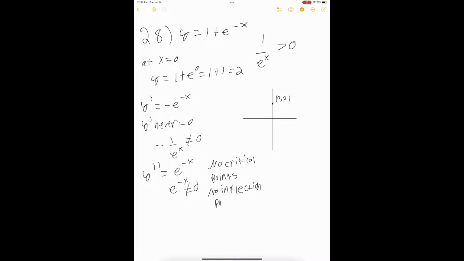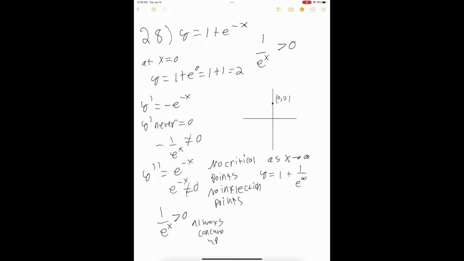This never changes signs. e to the negative x is always greater than 0. And since we know it's always greater than 0, we actually know that this function is always concave up. Now, the only thing left to do is figure out exactly what is happening to the function, right? Because we know it's concave up, but a concave up function that passes through 0 and 2 can look really different. There's many different ways that can be oriented. So let's look at it as it approaches infinity and negative infinity.